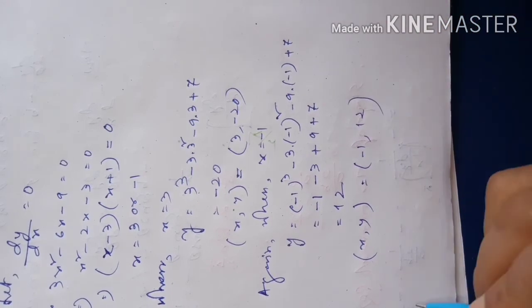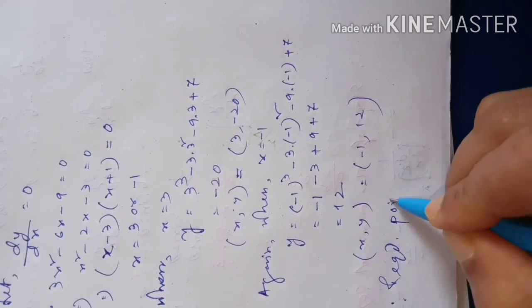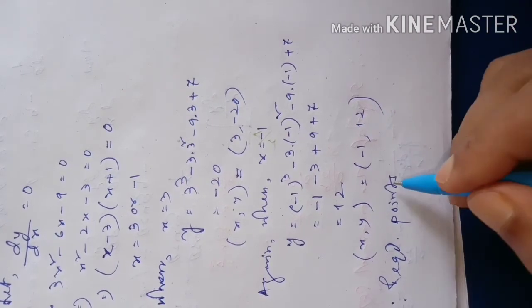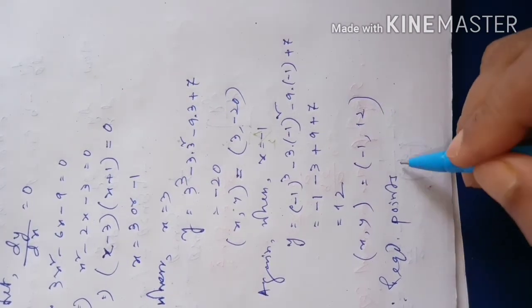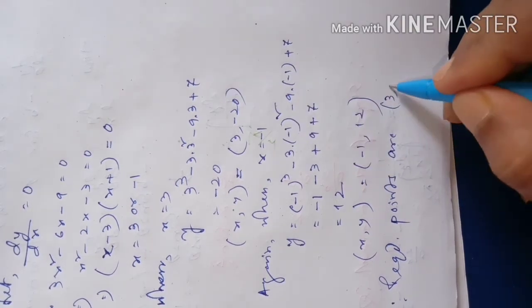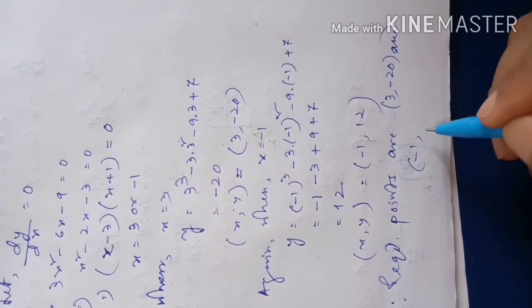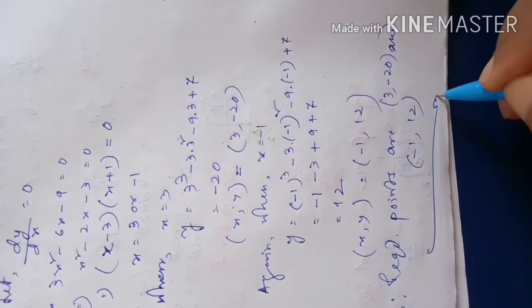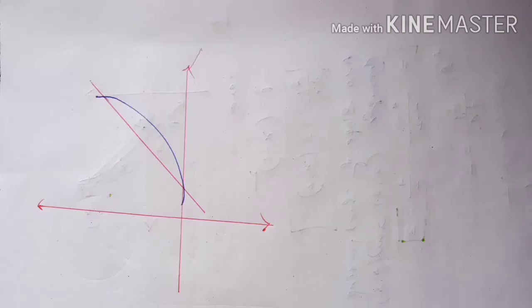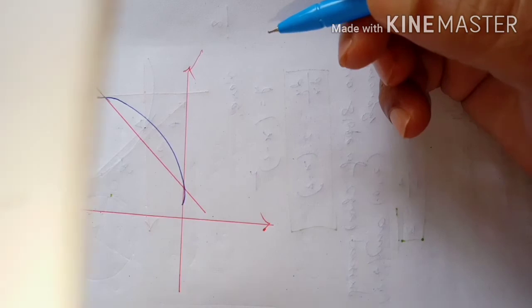Therefore, the required points at which the tangent is parallel to the x-axis are 3 comma minus 20 and minus 1 comma 12. Okay, this is our answer. Now question number 8, dear students. Just see question number 8.